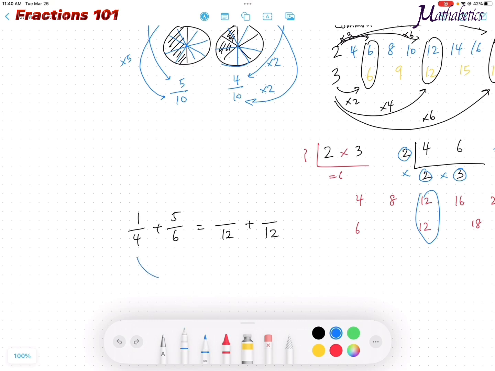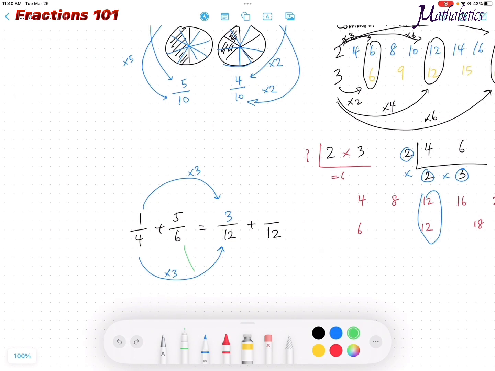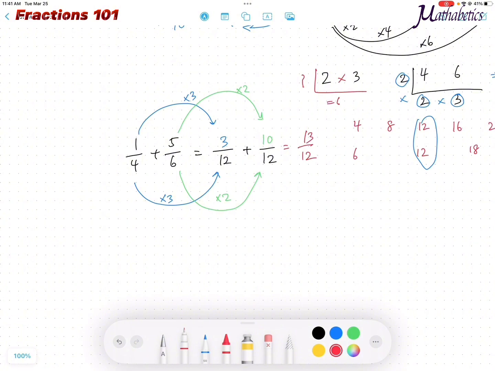Now we just have to figure out what 4 multiplies into to get to 12, which is 3. So we're going to do the same with the 1. Get a 3. Now the 6 multiplies by 2 to get to a 12. So you've got to multiply the 5 by the 2 to get to a 10. And so when we do add them, we get 13 over 12. Now when we have 13 over 12, that's not a normal fraction. It's called an improper fraction.